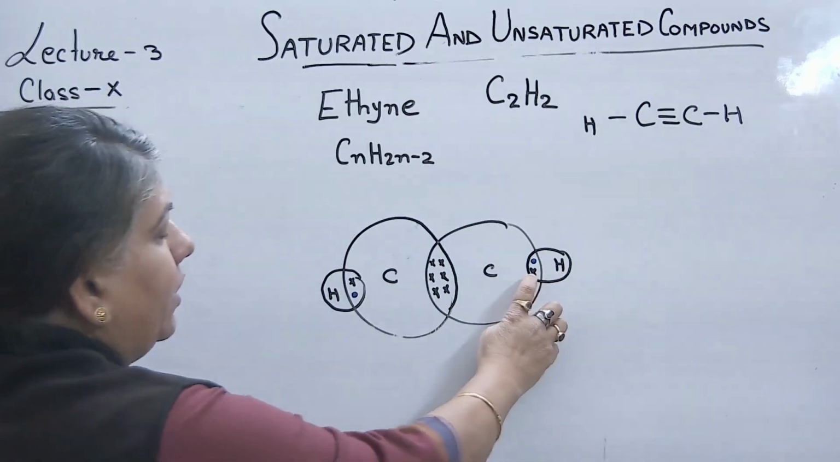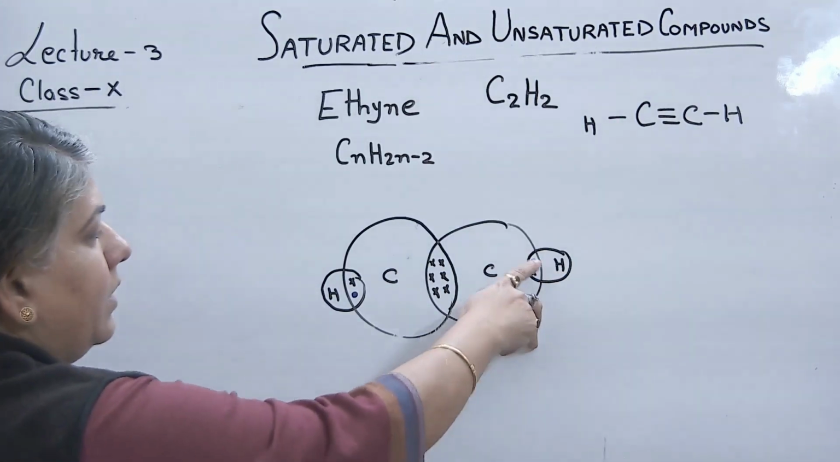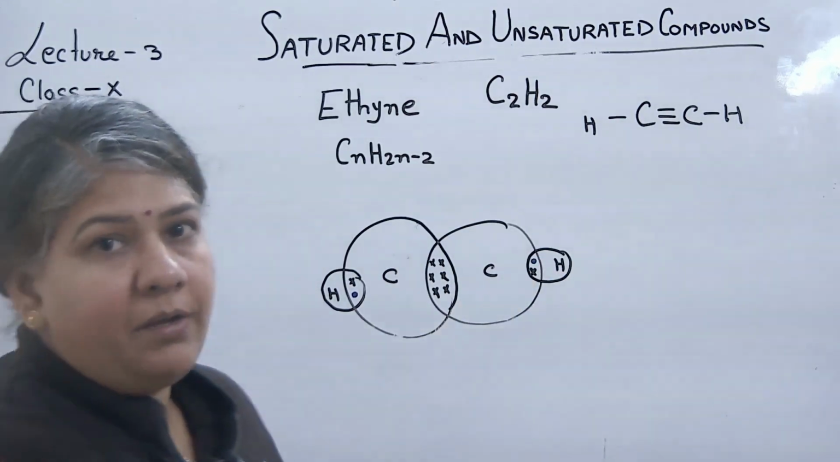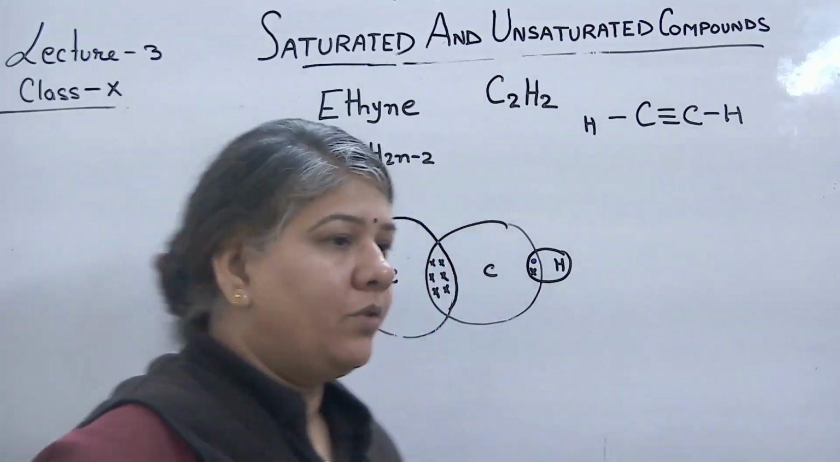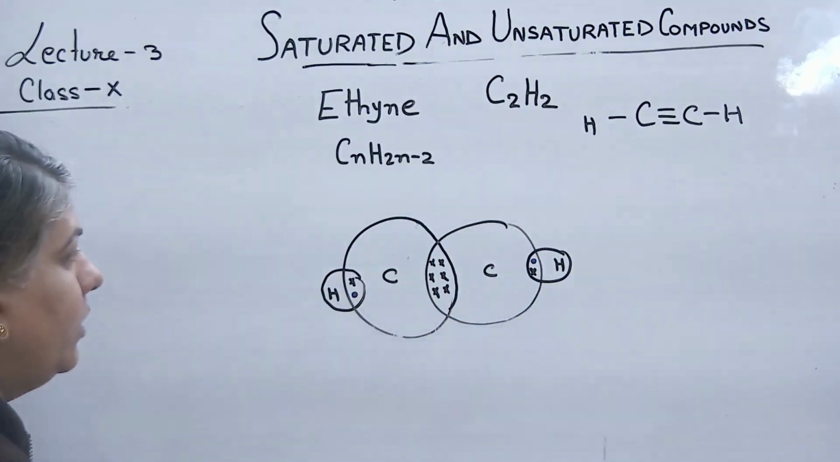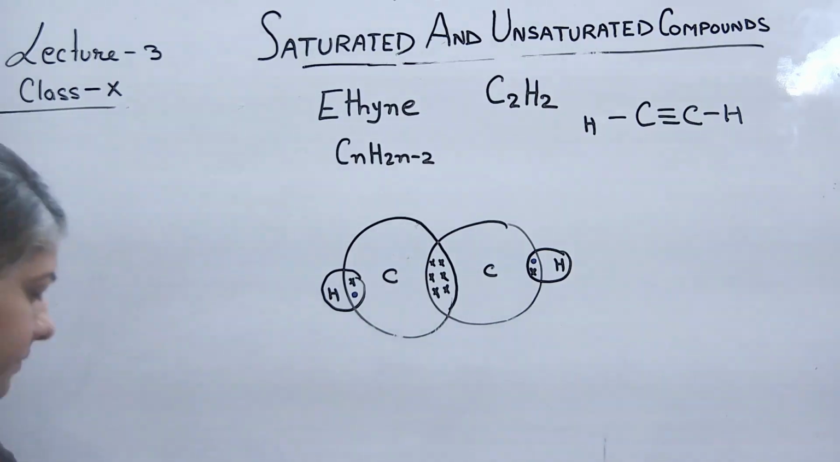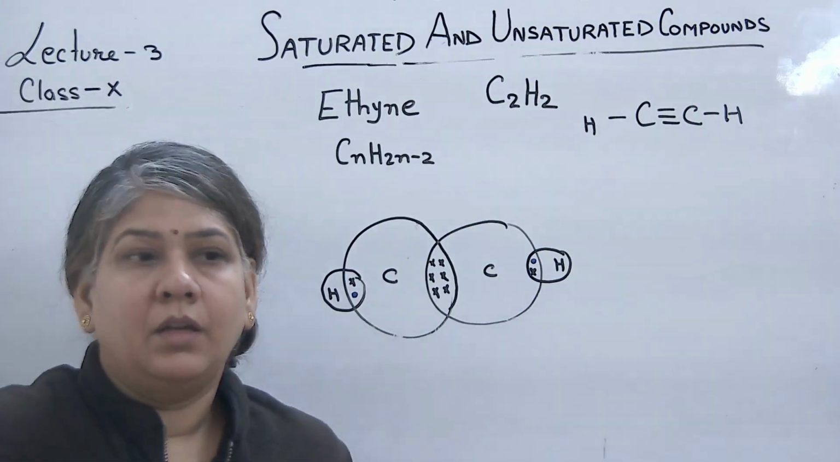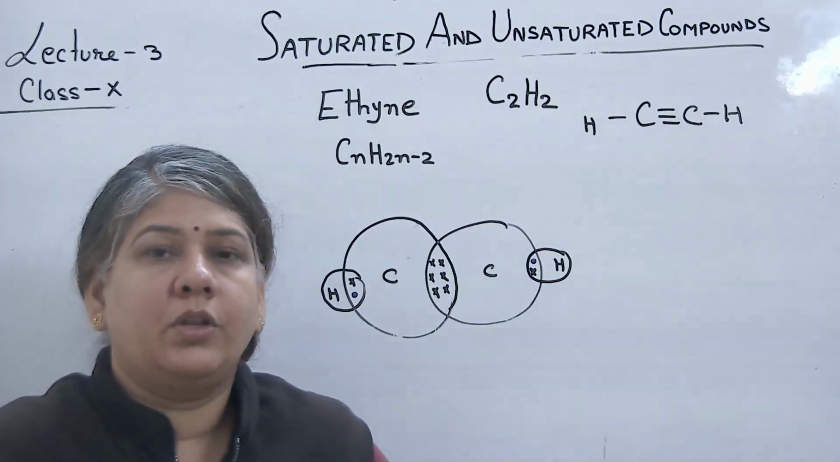For hydrogen, the duplet should be complete. It gains stability when it has 2 electrons. So this is the electron dot diagram for ethyne. So keep practicing and keep revising. Hope you understood the topic well.